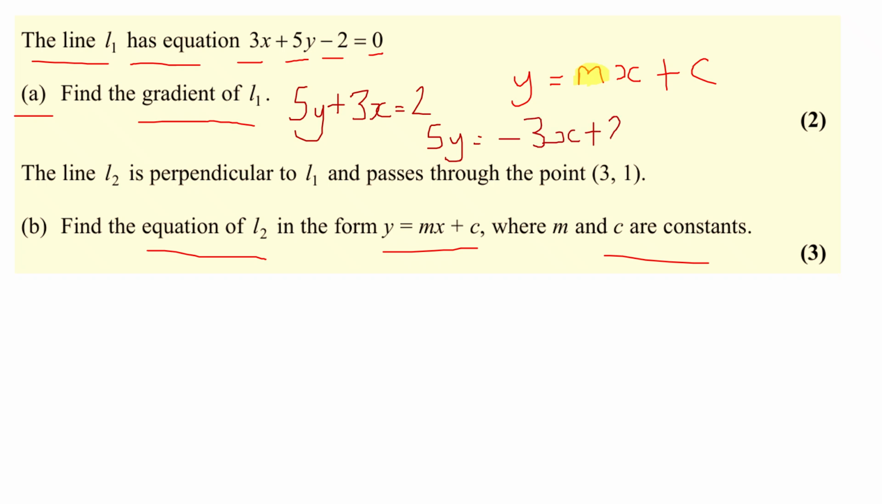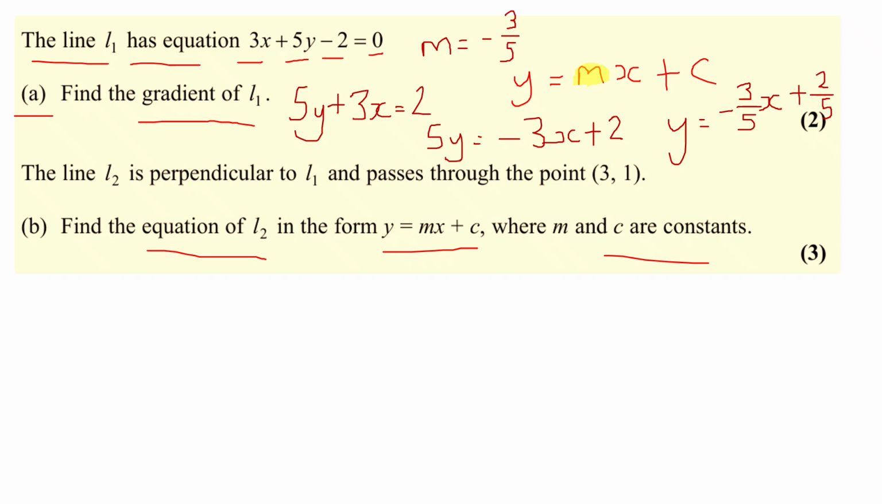Divide both sides of the equation by 5. We get y is equal to minus 3/5 x plus 2/5. So the gradient of L1 is minus 3/5, or negative 3/5, or any equivalent fraction or decimal format.